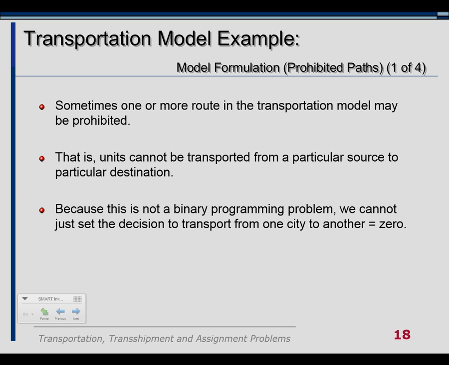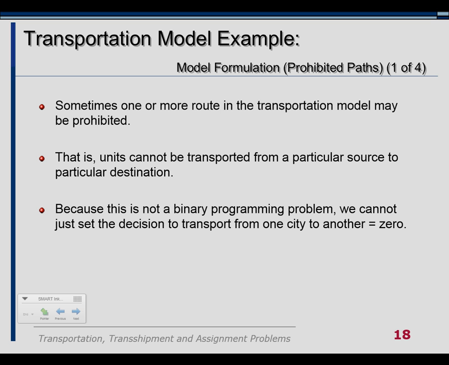And that's just how you formulate it. Okay. Now, sometimes one or more routes in the transportation model may be prohibited for whatever reason. I don't know, you're manufacturing something that's explosive, so you can't take a direct route from one to the next, so you have to go through a tunnel or something like that. That is, units cannot be transported from a particular source to a particular destination.